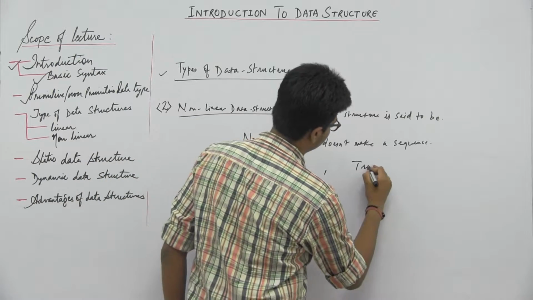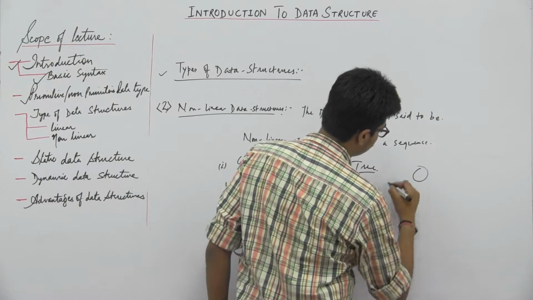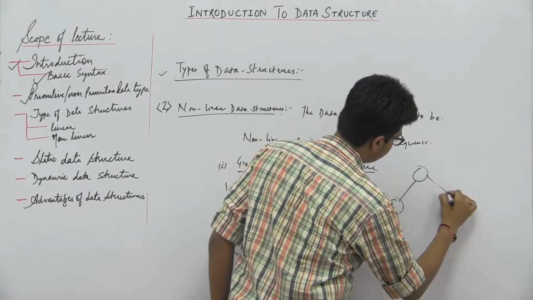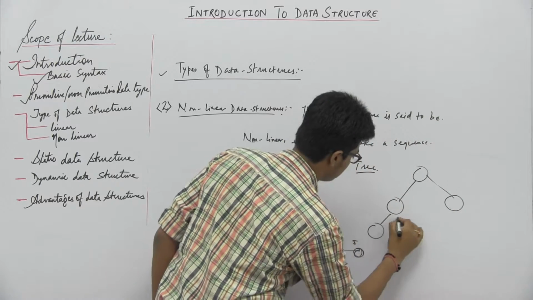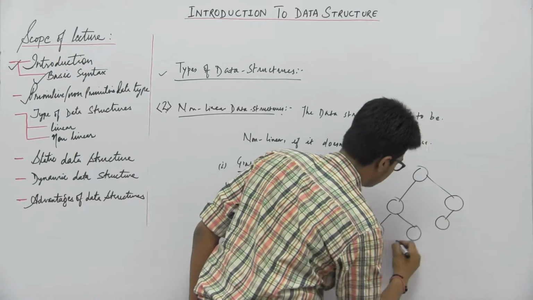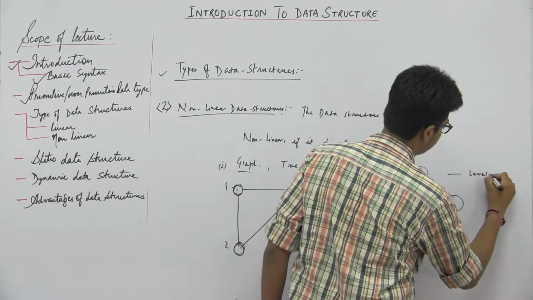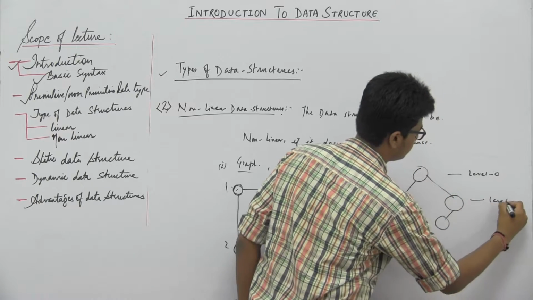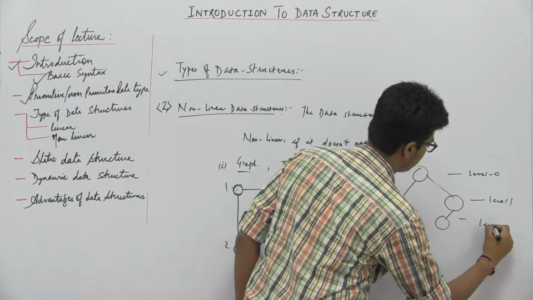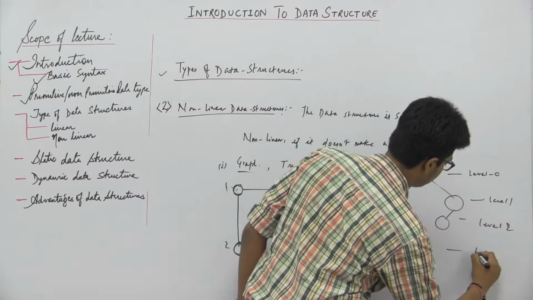Another is tree. In a tree as well, this is the parent, this is a child, child, subchild, child. In this structure also, this is level 0, this is level 1, this is level 2, and this is level 3.